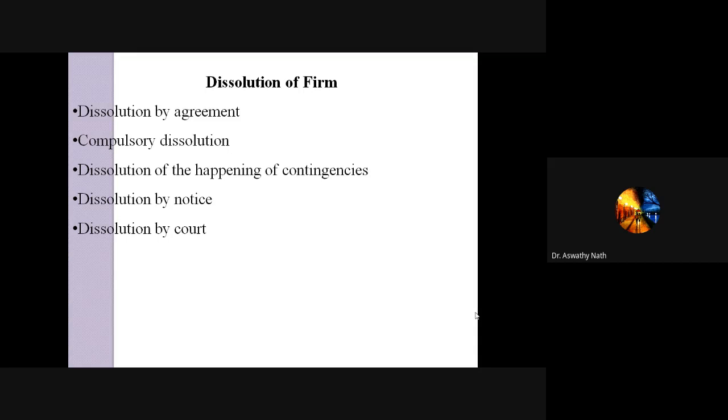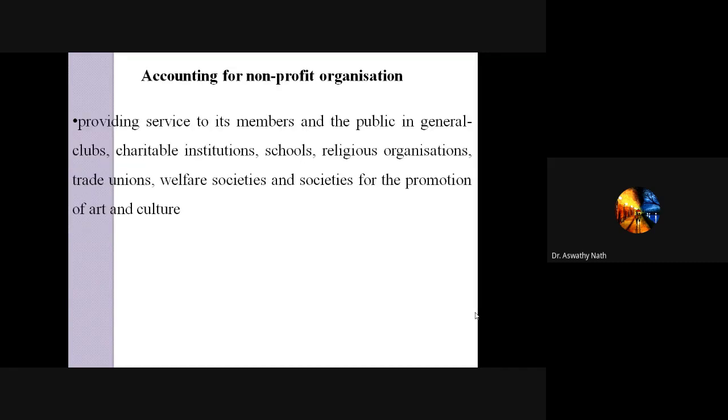So dissolution of a firm and dissolution of a partnership are different, and the firm can be discontinued through agreement or compulsory dissolution, or through the happening of different contingencies, or by notice given by the court. These are the cases. So now we are moving to accounting for non-profit organizations.